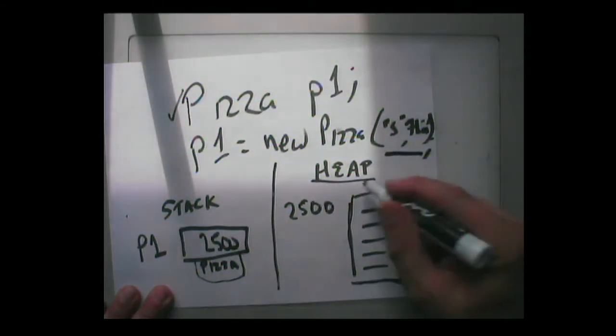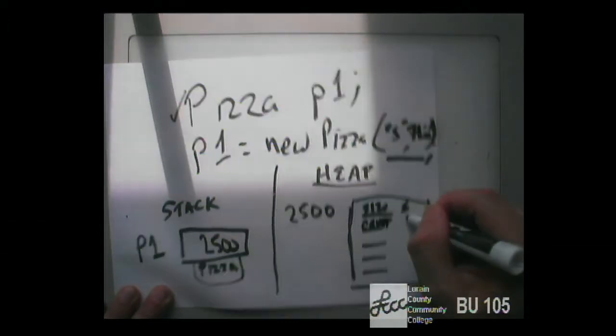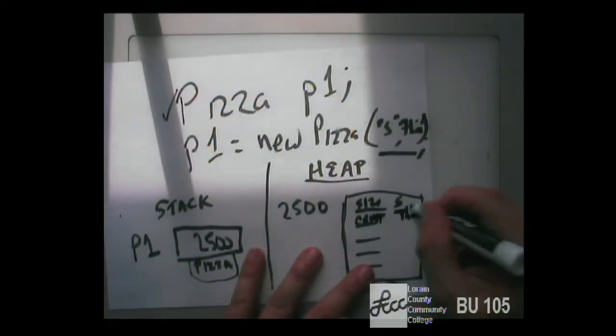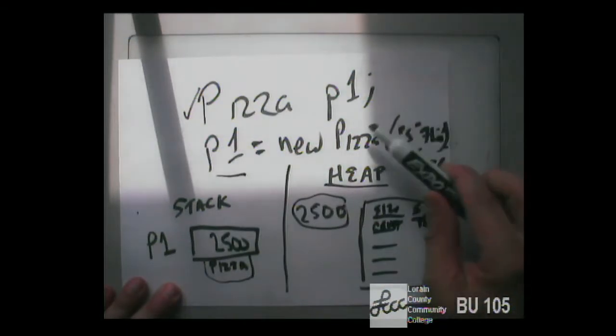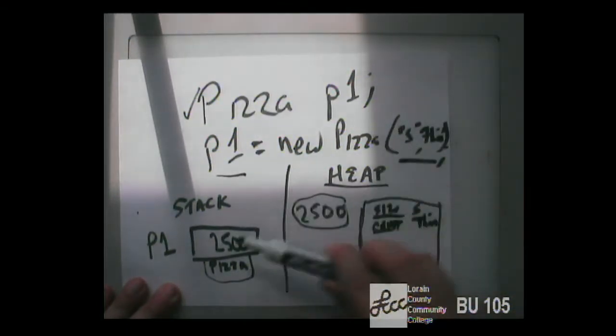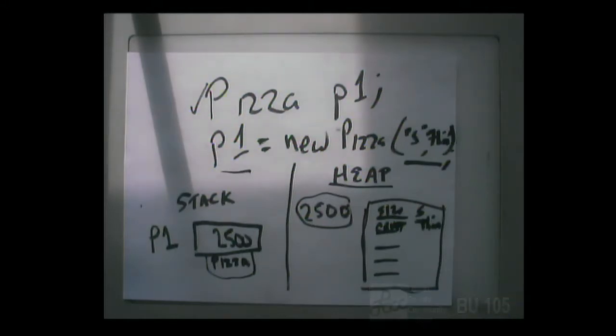It creates that object on the heap, the thing associated with that object, the properties and the methods. And because we call the constructor, it initializes the size at S and the crust at thin. When I say P1 equals that, it means store the pointer of this new object in the variable called P1. So P1 now points to memory location 2500. So if I say P1 calc bake time, it will go to the object that's at memory location 2500 and call the calc bake time method on it. All right, questions? So that's really what happens when we call that statement.